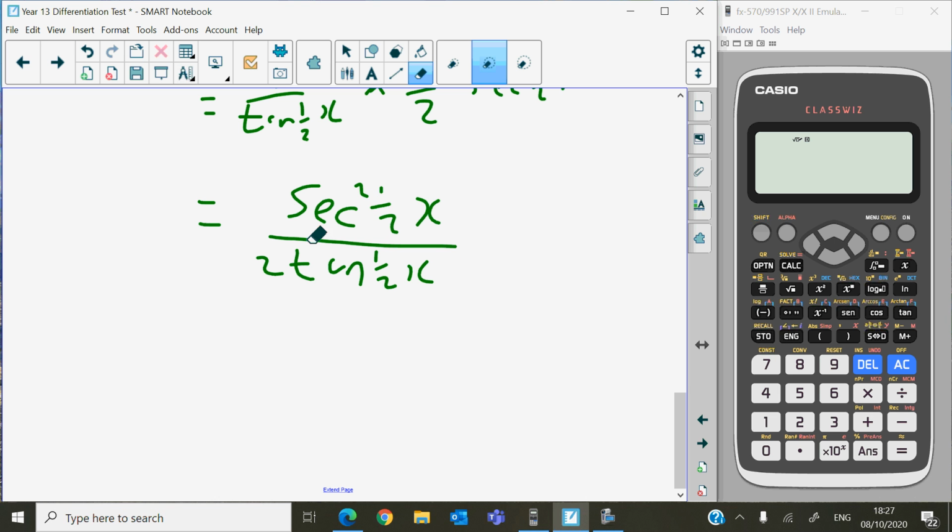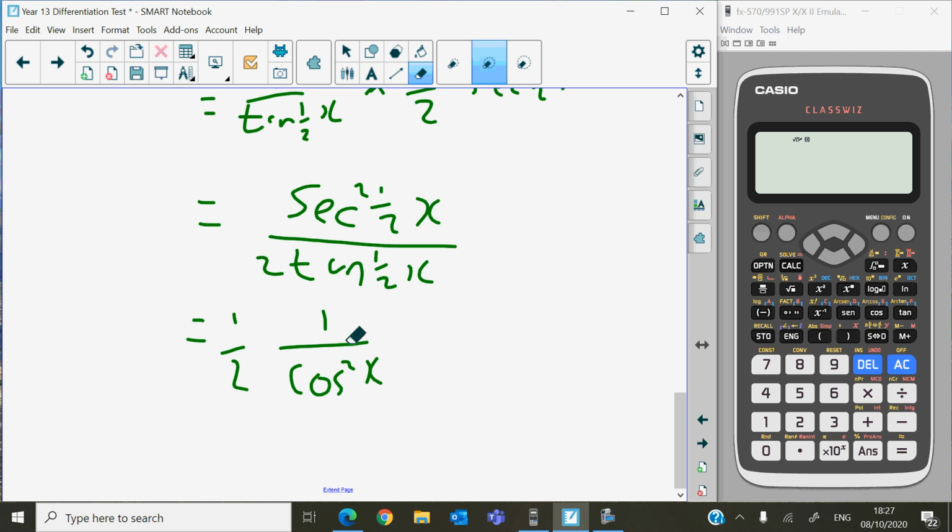Think of what sec is first of all. Sec is 1 over cos. So I can imagine this. We'll separate them out. We'll have the half. Take the half out. Sec squared is the same as 1 over cos squared of x. Tan of a half x is the same as sine over cos, but it's on the bottom of the fraction. So in other words, it's actually cot that we've got.